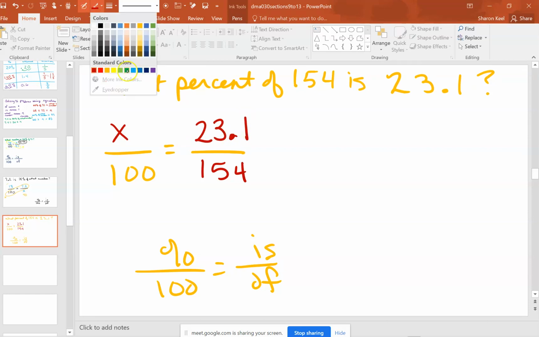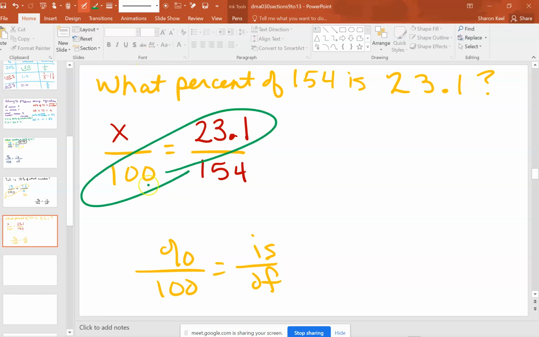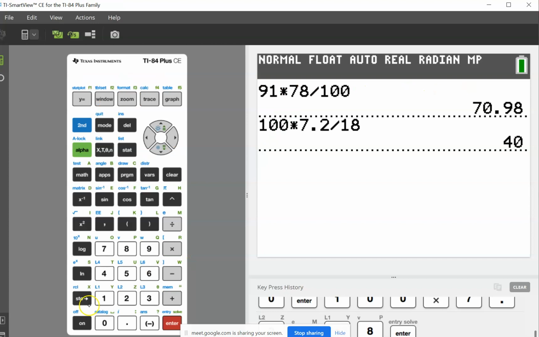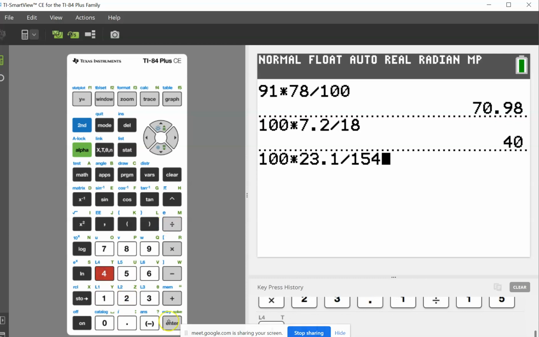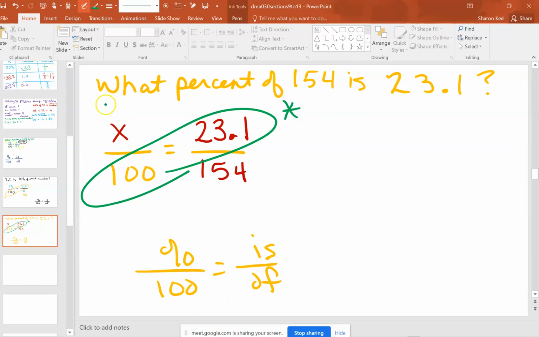And now we're going to cross multiply and divide. So we're going to multiply 100 times 23.1. And then we're going to divide by the 154. And that gives us 15%. So my solution here is 15%.